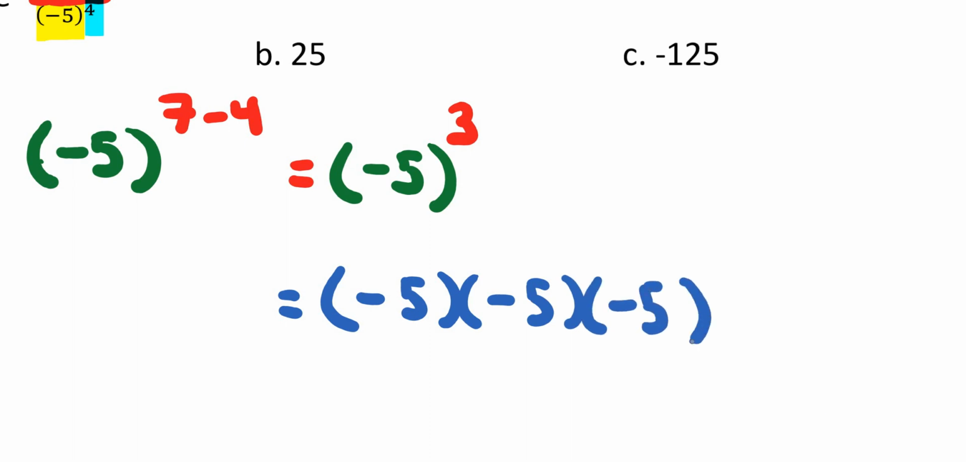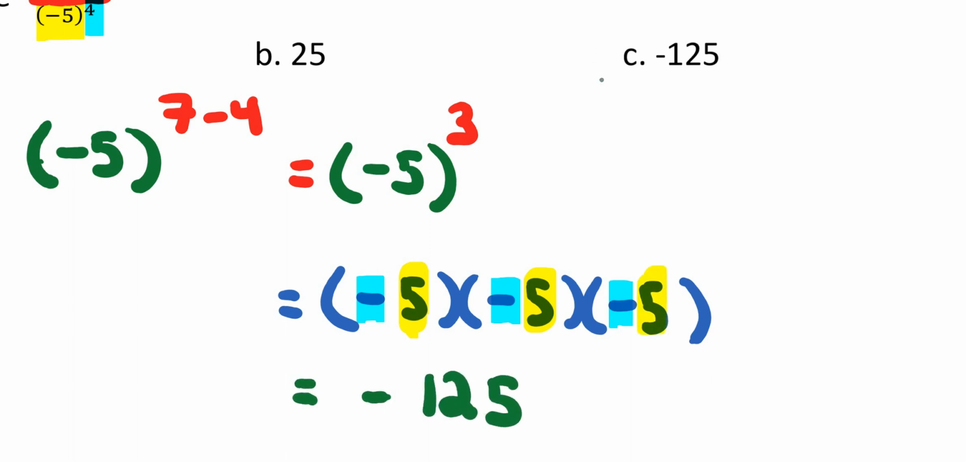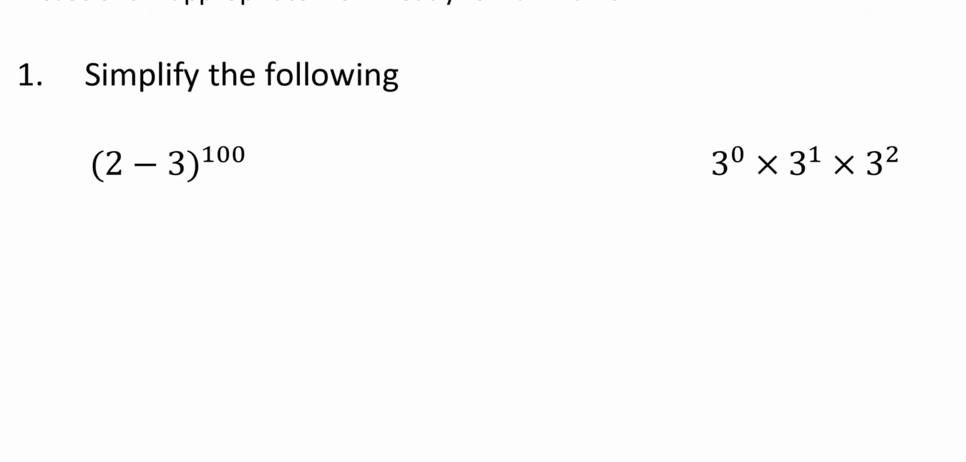It's just really -5 times -5 times -5. Now, because you have an odd number of negative signs, that's going to be a negative. And then ask yourself, well, what's 5 times 5? 5 times 5 is 25, and 25 times 5 is going to be 125. So the final answer is -125. Okay, let's keep on going here.